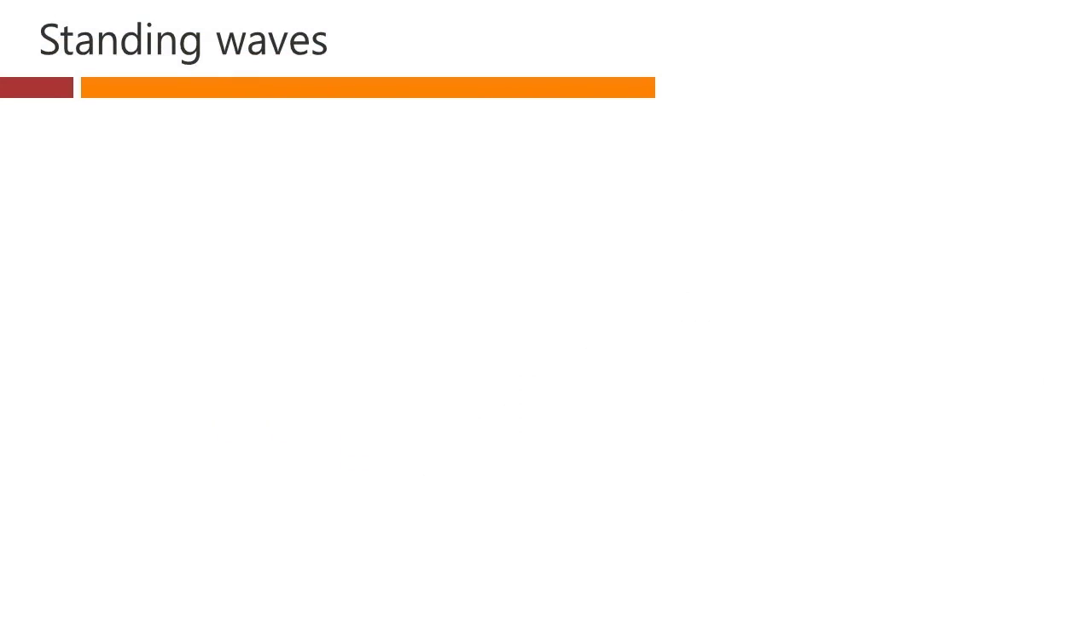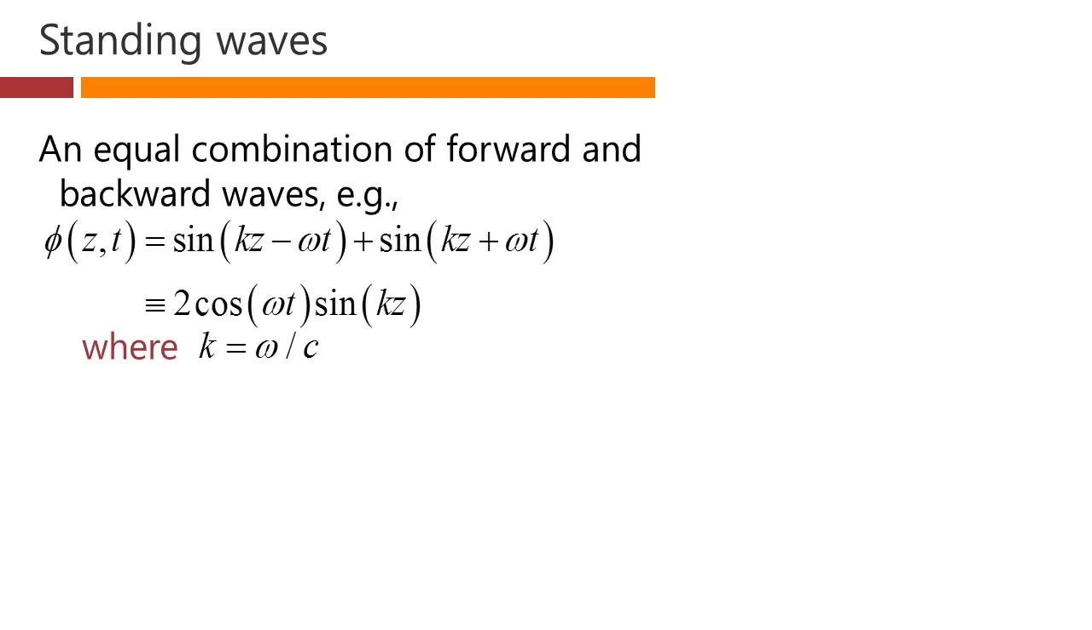Now let's think about standing waves. We take an equal combination of forward and backward waves. For example, we can take sin(kz − ωt), which is a forward propagating wave, where k is equal to ω over c, the wave velocity. And sin(kz + ωt) is a backward going wave. Incidentally, we note that there's a trigonometric identity here that enables us to turn this summation into this product, 2 cos ωt sin kz.